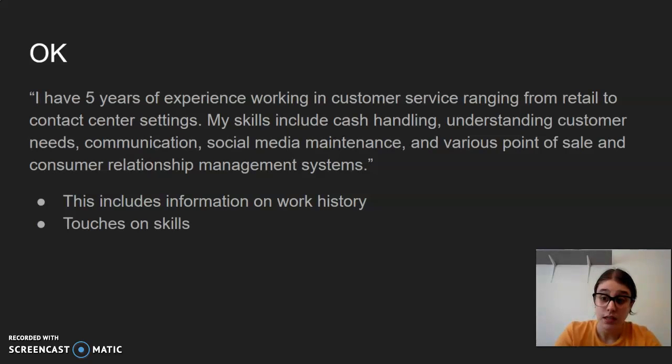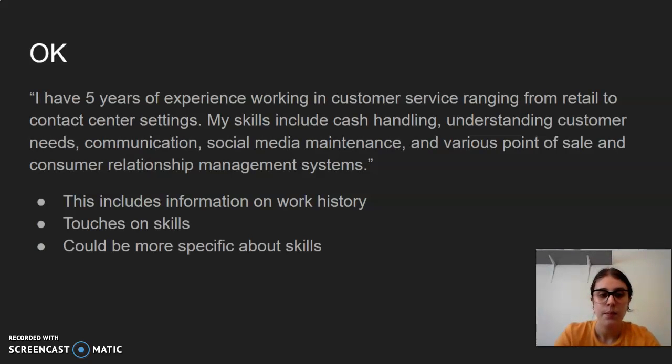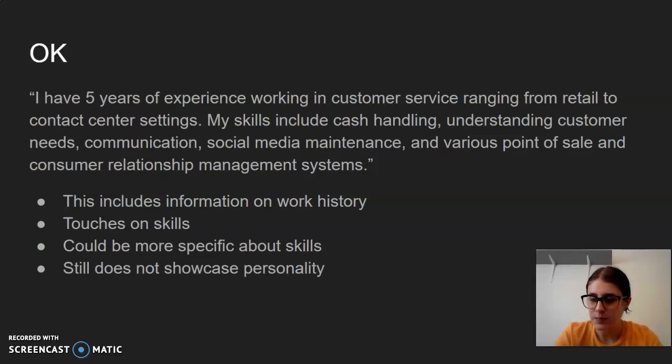And it does touch on skills, but it could be more specific about the skills. It doesn't mention any specific softwares or instances of use of any of those skills. And it still doesn't really showcase personality. I have a better view of what this person does, but I don't really have a good view of how this person feels about their work.